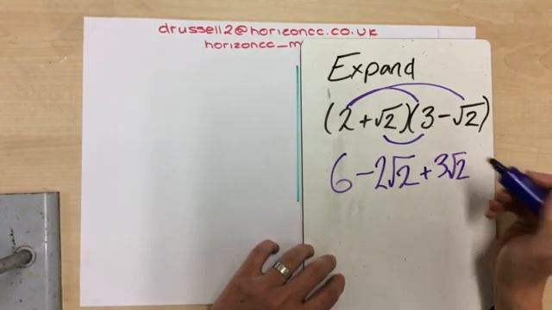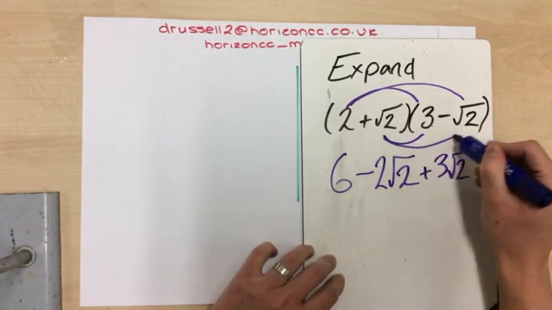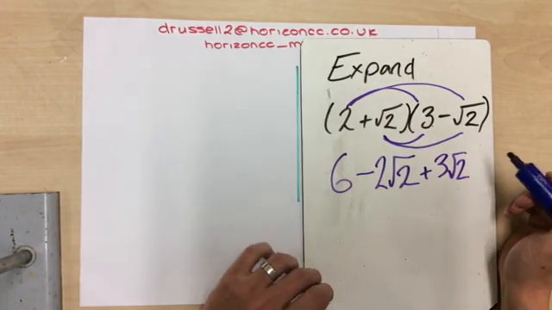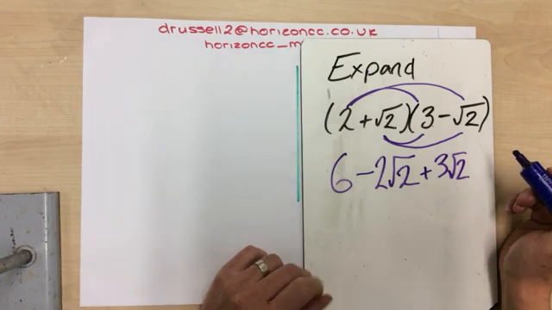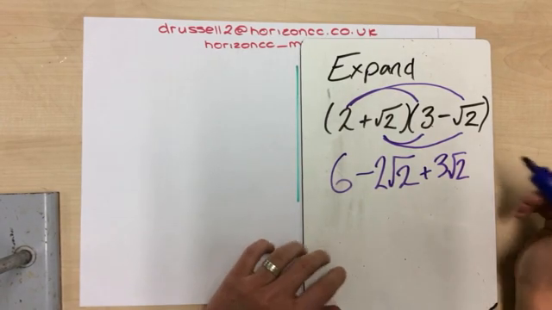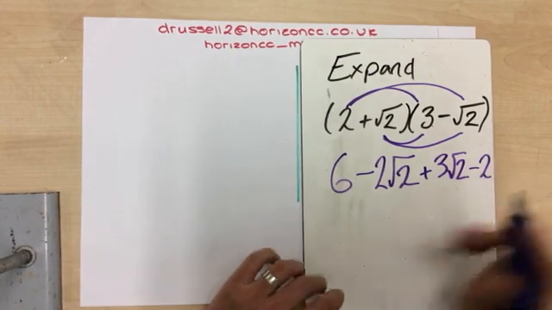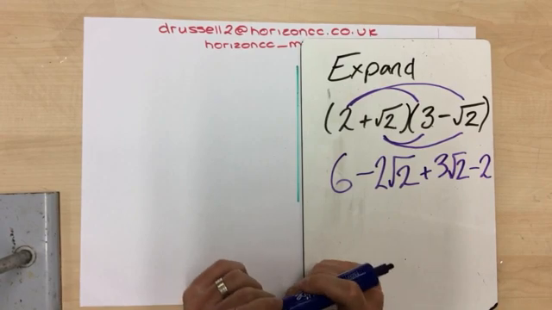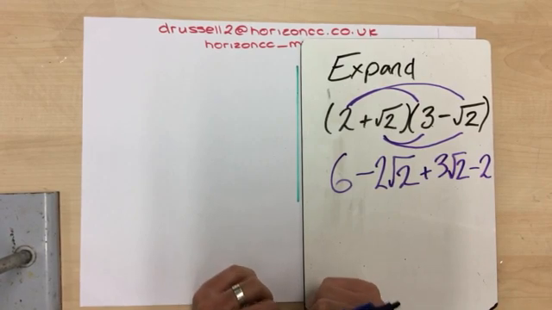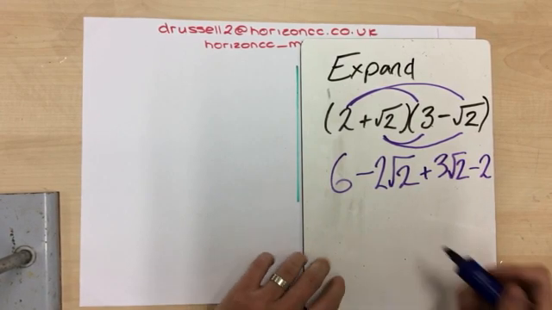And I'm running out of space. And finally, I've got root 2 times negative root 2. So that would be negative root 4, which, as we know, can simplify to just 2. So that would be minus 2. So far, we have expanded. We've got ourselves a mark. But in order to get full marks for this, we then need to simplify that as well.